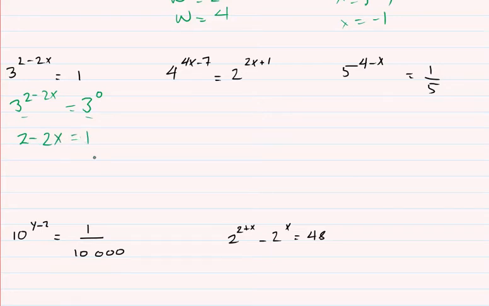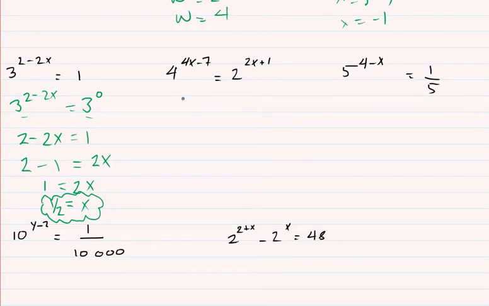Now I like my x's to be positive, so 2x, I brought it over, is equal to 2 minus 1, brought the 1 over. So this is 1 is equal to 2x, divide both sides by 2, x is equal to 1 over 2, 1/2.